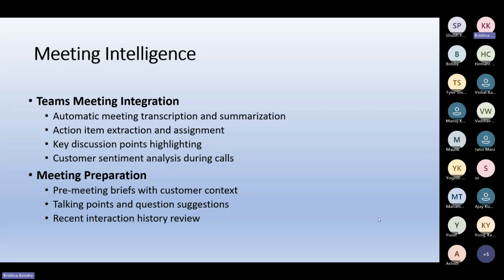Then talking points and question suggestions, where AI also suggests talking points and potential questions, ensuring representatives are prepared for a meaningful conversation tailored to customer needs. And recent interaction review, where finally the system compiles a quick review of recent interactions, emails, calls, cases, or opportunities. So the representative enters the meeting with the complete context.